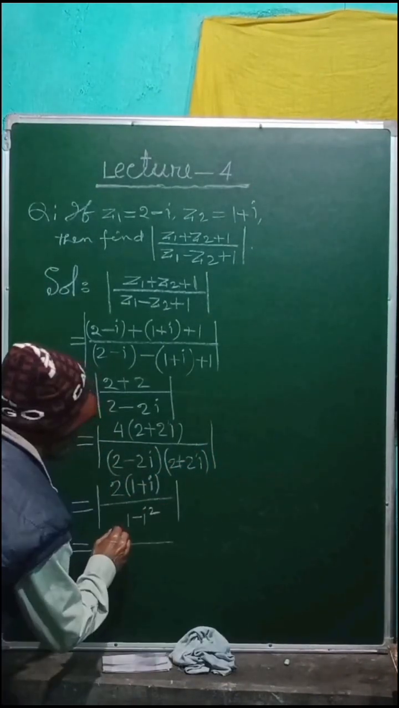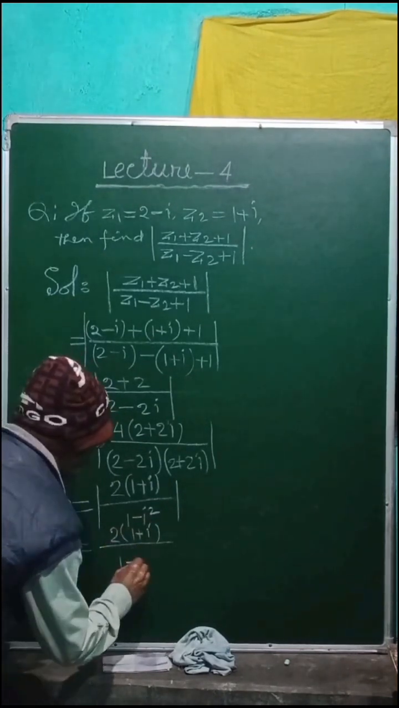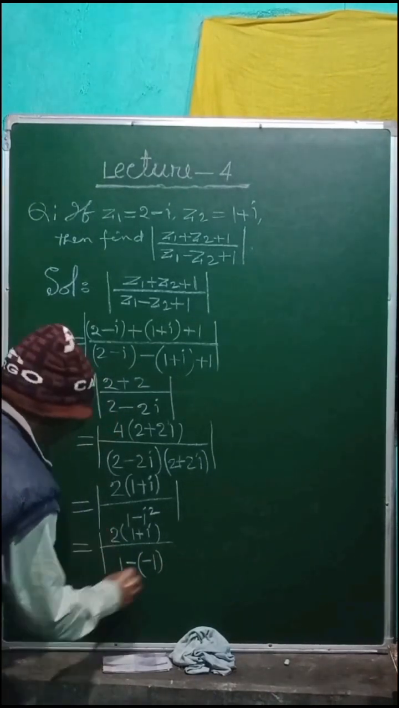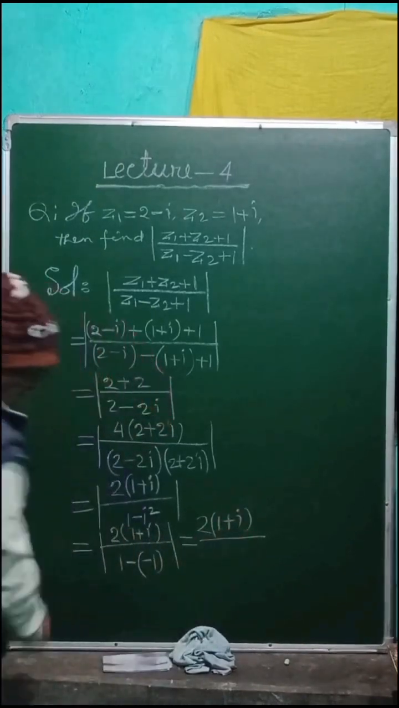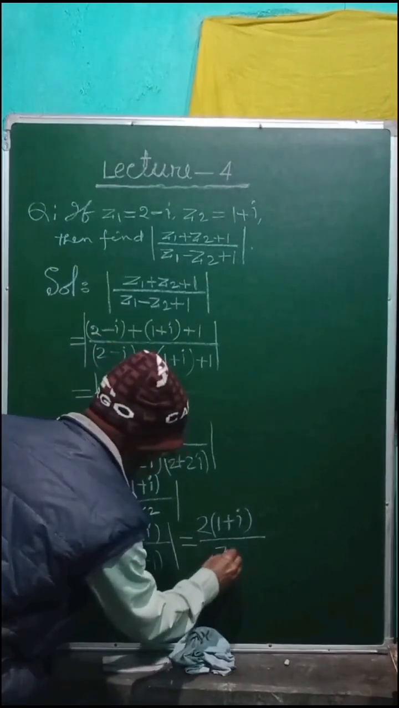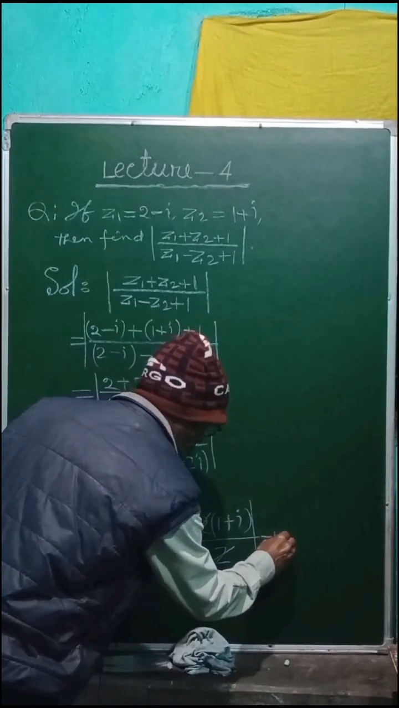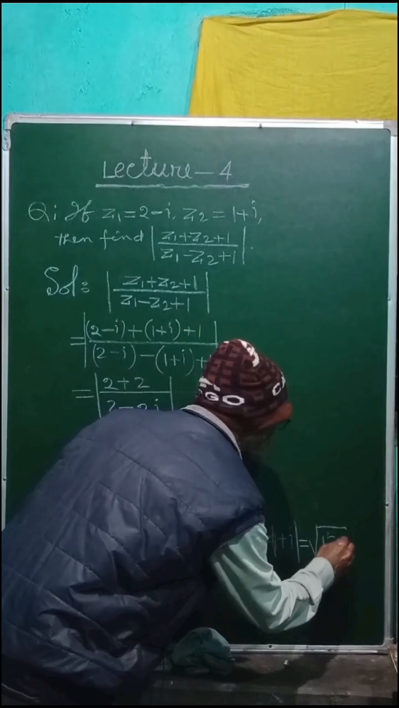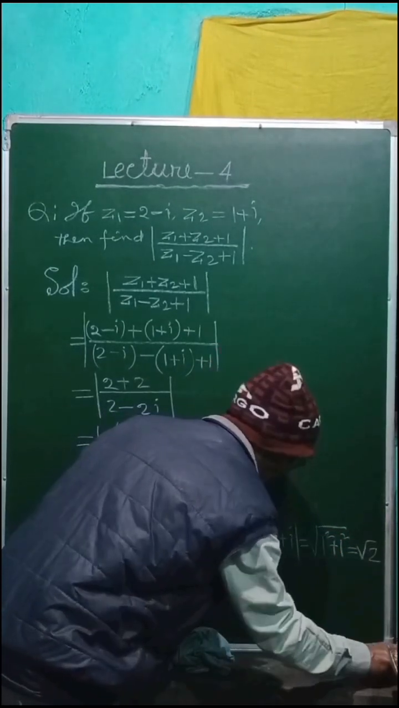Equal to 2 into 1 plus iota by 1 minus of minus 1, that is, 2 into 1 plus iota by 2. So these 2s cancel, equal to 1 plus iota. The modulus is root over 1 square plus 1 square, equal to root 2.